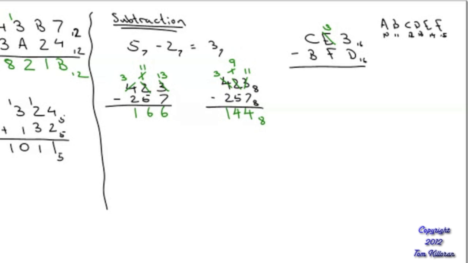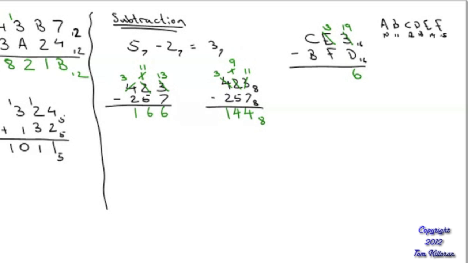Top is ours, bottom is theirs. All right, so now we borrow 1 from the E, give it to the 3, and it becomes 19. Why? Because I'm borrowing 16. Now, 19 minus D, which is 13, is 6.